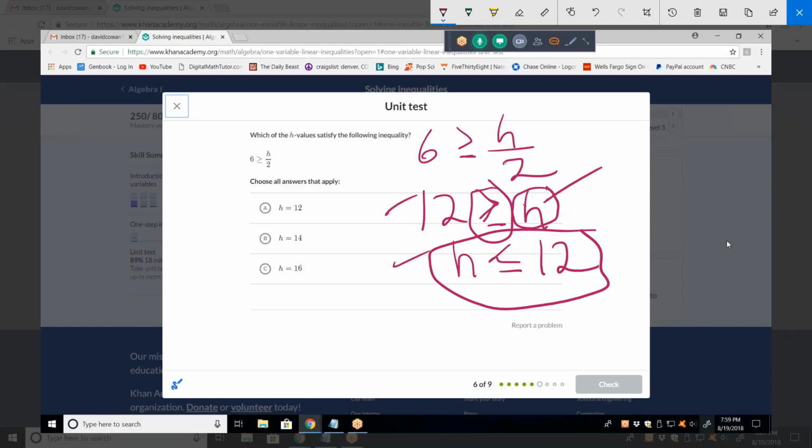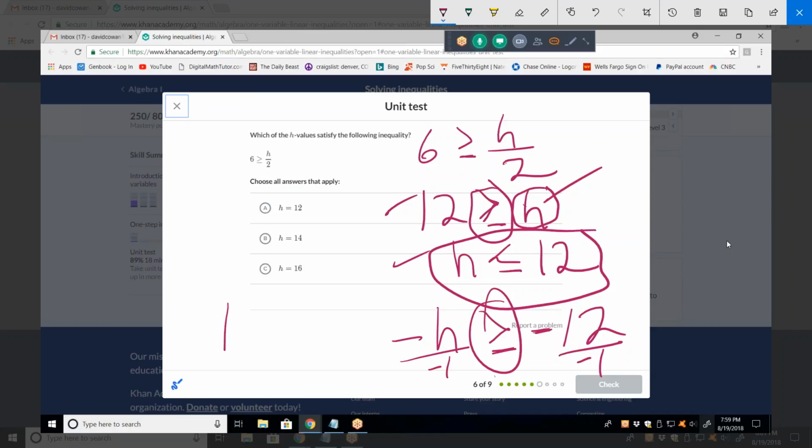Another way to think about this would be if I move the H to the other side, it becomes minus H. I move the 12 to the other side, it becomes minus 12. Now if I divide both sides by minus 1, which is what I need to do, I have to turn that around, so you get H less than or equal to positive 12. Choose all answers that apply. So it would just be A. Correct.